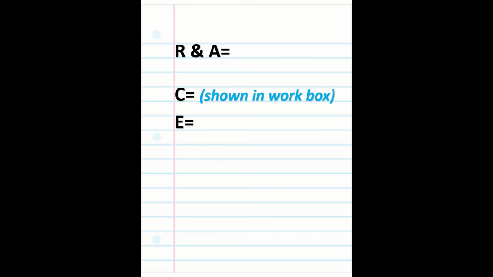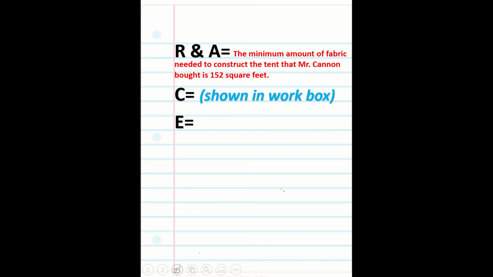So we see that our answer is that there is the minimum amount of fabric, because remember we have to answer by restating the question and answering in a complete sentence. So here's the very first sentence of my final draft. It's going to say that the minimum amount of fabric needed to construct the tent that Mr. Cannon bought is 152 square feet. Okay, now remember, this on paper is just a rough draft.